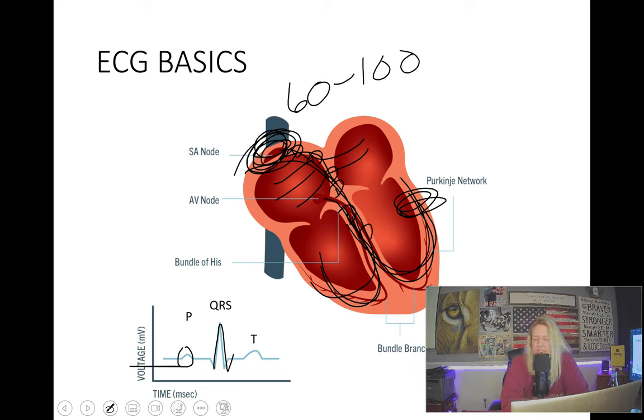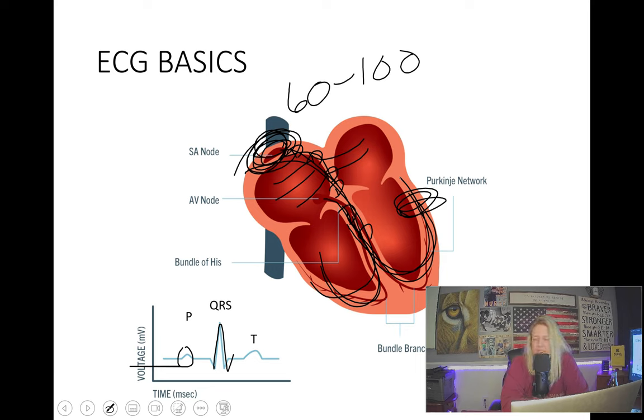All right, I'm going to move me up here. Remember, each small box is 0.04 seconds. I already told you that. Each big box, which is 5 small boxes, is 0.20 seconds. This is a big box right here. So 5 large boxes is 1 second.